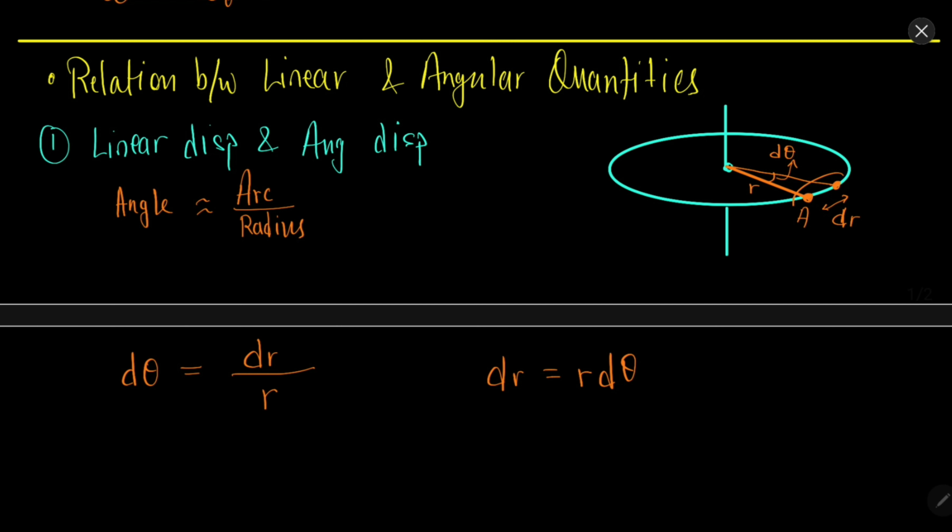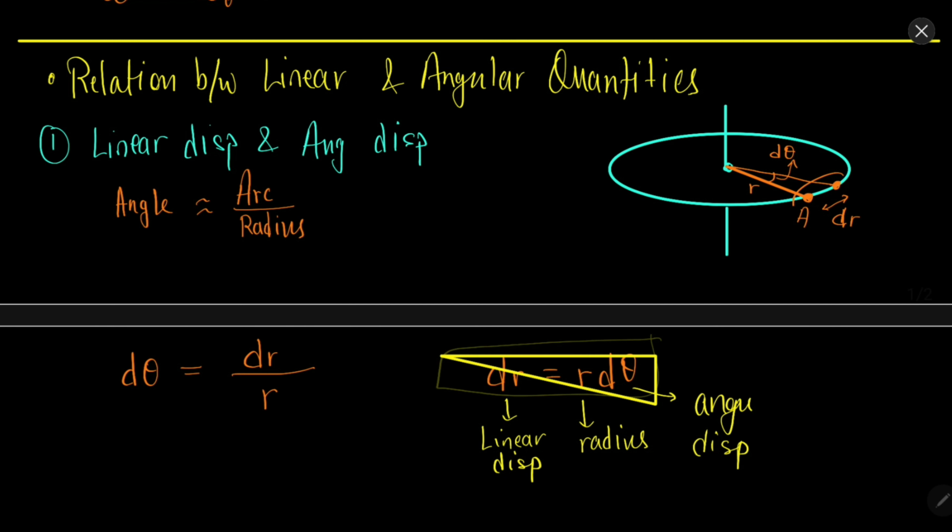So this is the small linear displacement. This is the radius of the circle, and this is the small angular displacement. So this is the relation between the linear and the angular displacements.